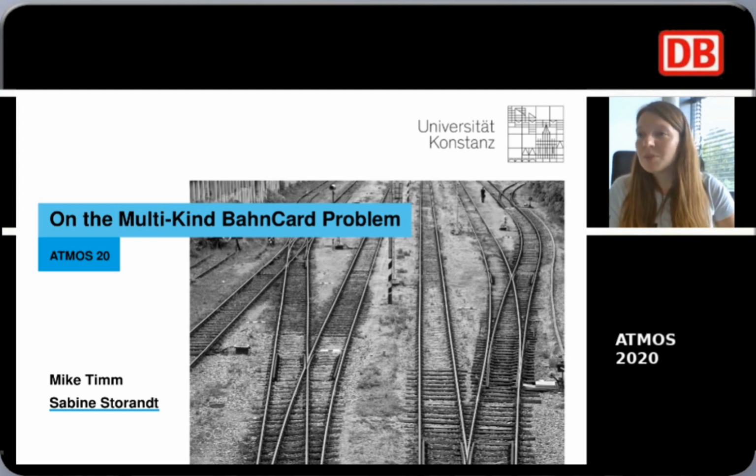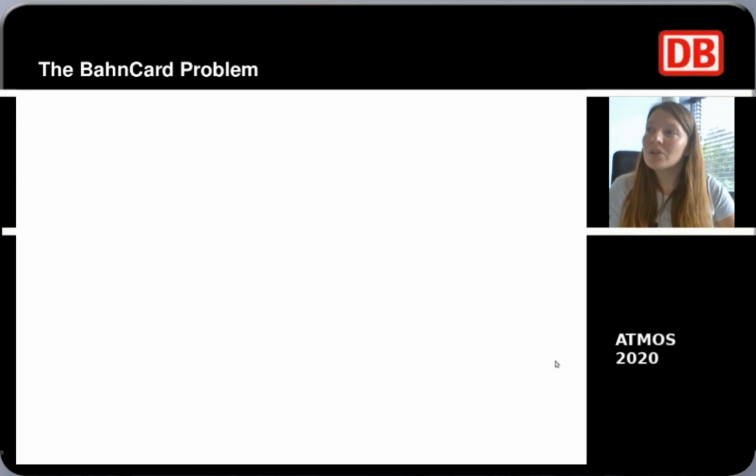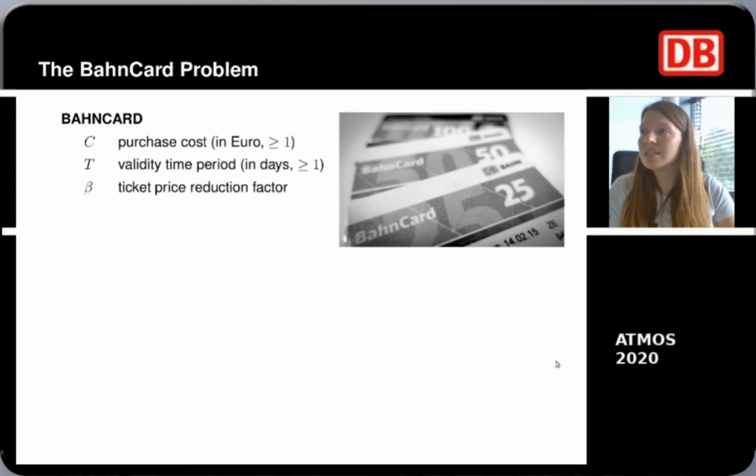So mathematically speaking, a BahnCard is nothing else than a triple of these three values I just mentioned. So the purchase cost, the validity time period, and also this ticket price reduction factor beta, which multiplied with the original price then gives you the price you actually have to pay for your ticket. So of course it only makes sense to have beta between 0 and 1 excluded, because with a factor of 1 you would have no reduction at all.